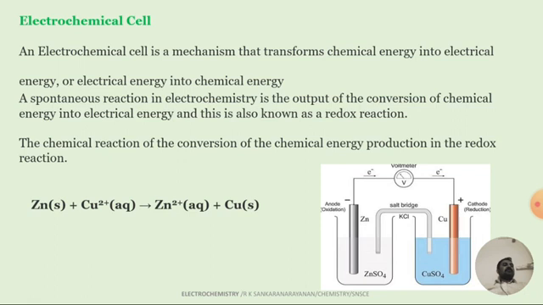Here the zinc rod is oxidized and provides the electrons. The electrons transfer from the zinc rod to the copper rod. In between you can find the voltage, how much voltage you are getting. In this way, electrochemistry is working. It is just a small example.